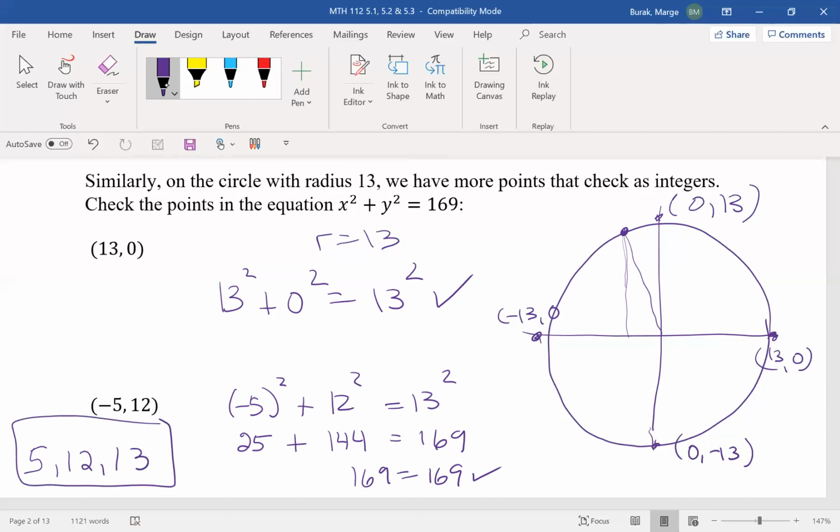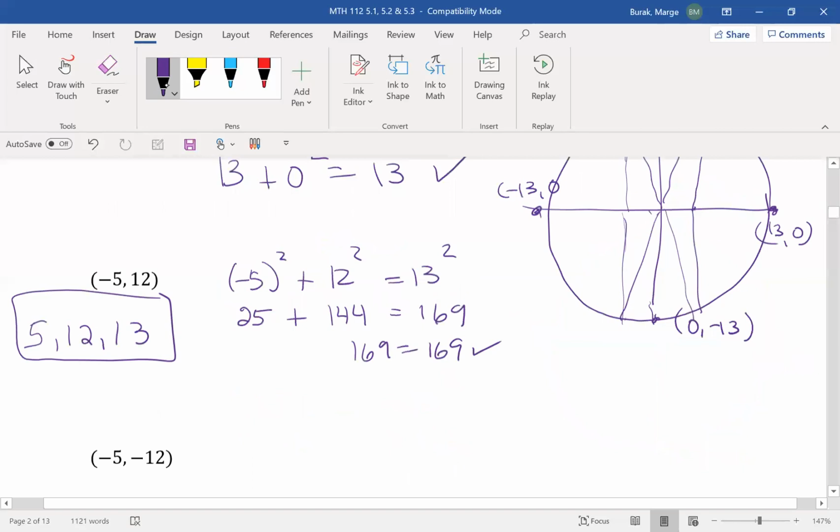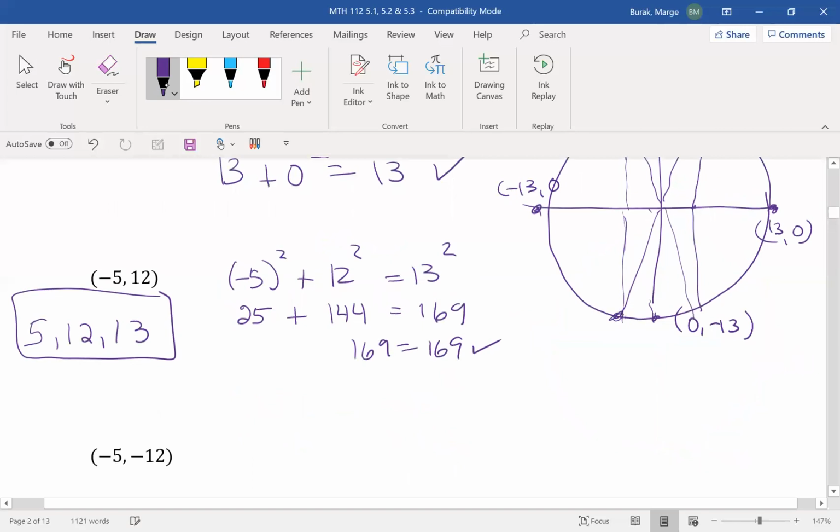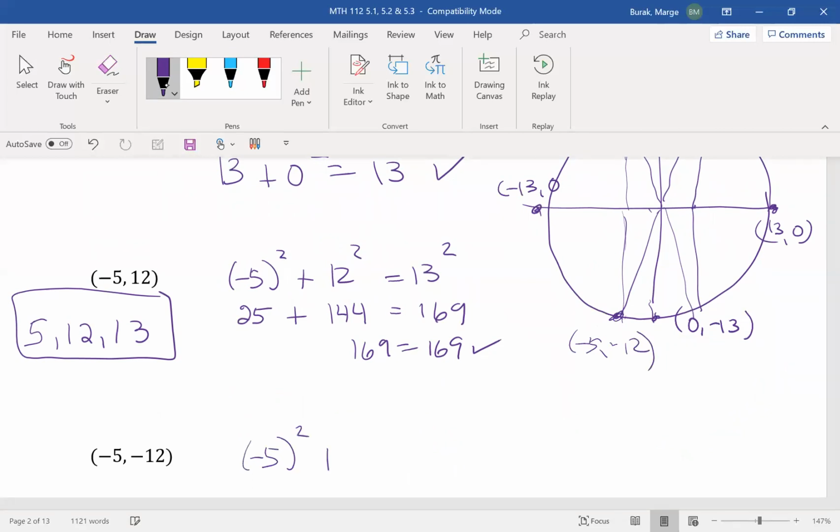So that means I can go over 5, up 12. There's another one. I can go left 5 and down 12. I can go right 5 and down 12. So those 4 triangles are all Pythagorean triples. So there's the -5 and the -12 one right here. And those would work if we put them in our equation. Oops, -12. And that gives me another 25, 144, 169.